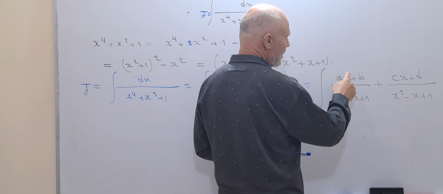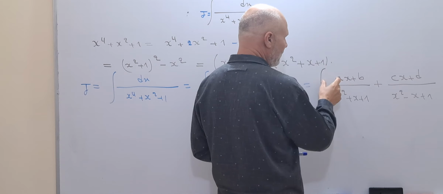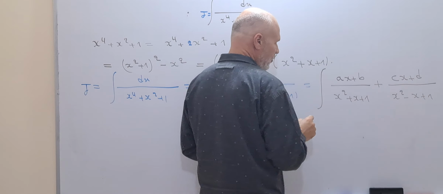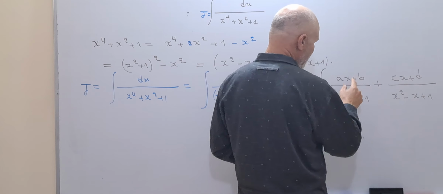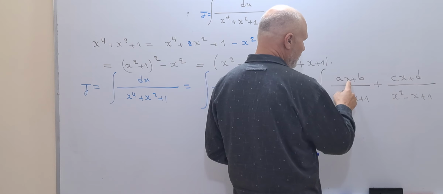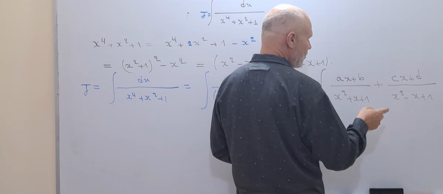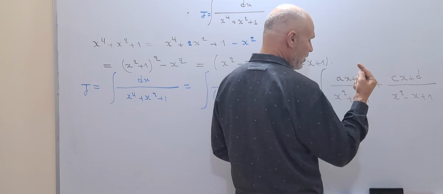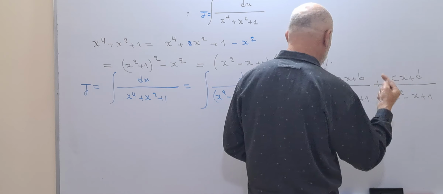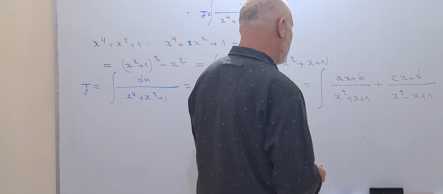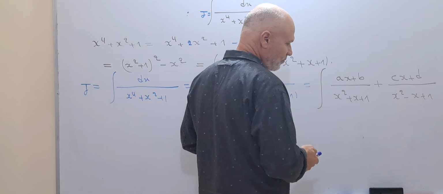So the coefficient of x power 3 will be equal to 0. The coefficient of x squared will be equal to 0. The coefficient of x will be equal to 0. And the coefficient of x power 0, the constant term, will be equal to 1. Then we can find a, b, c, and d.